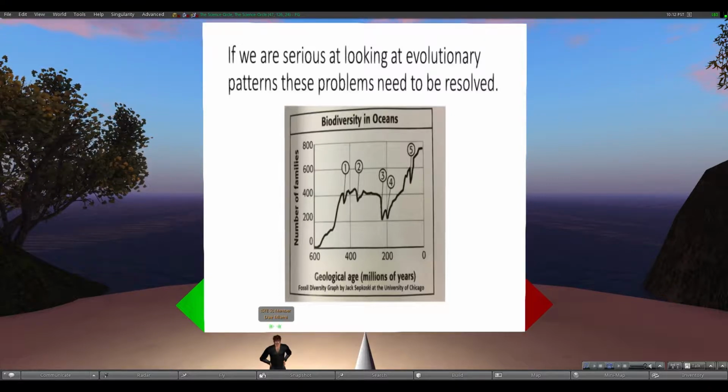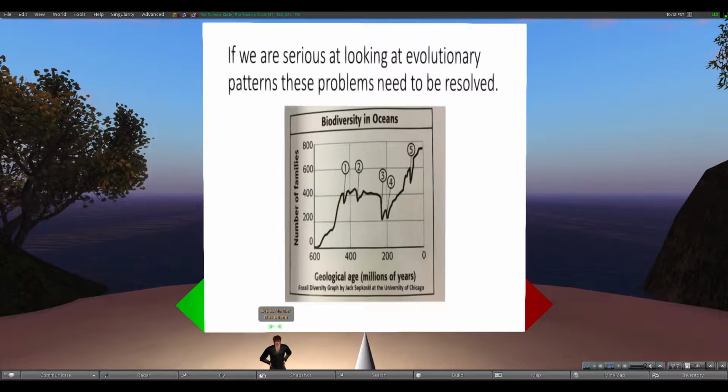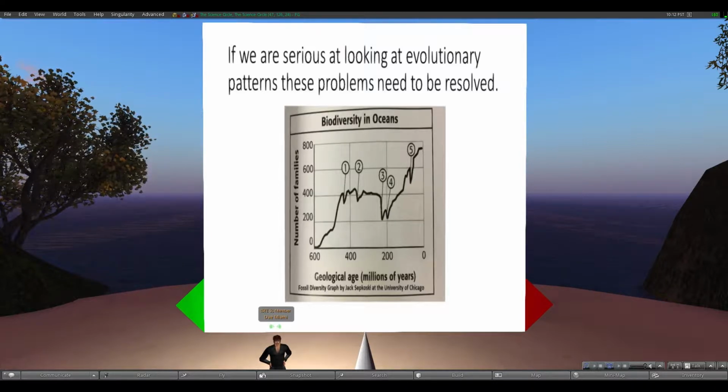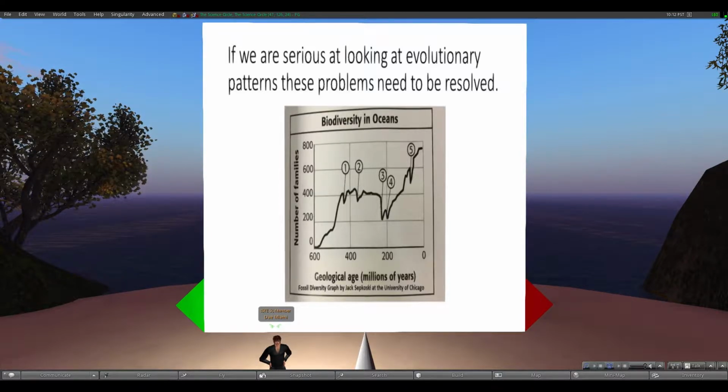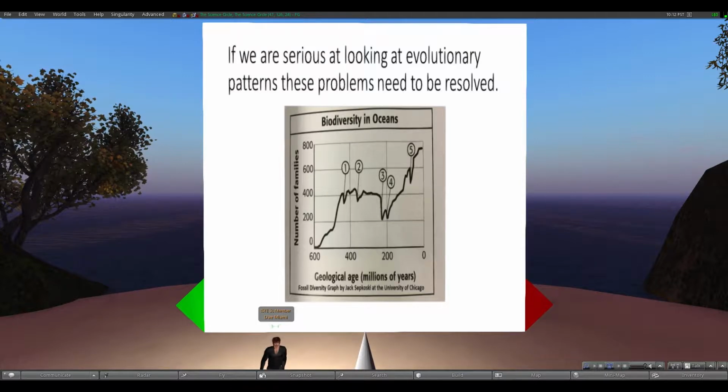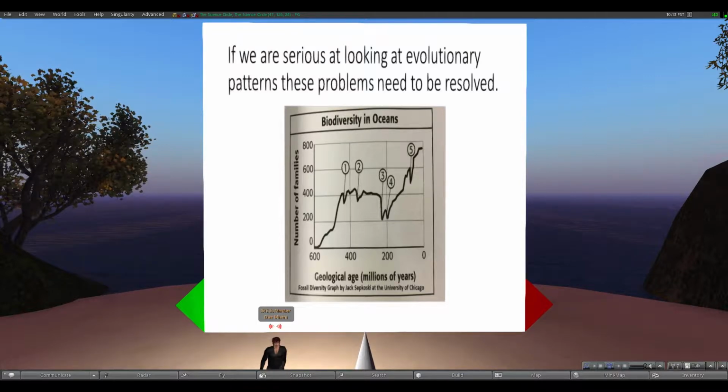By the way, this comes from one of the textbooks. To give you an idea about how influential Dr. Sepkoski's work is, this was actually from an earth science textbook that I use in my classroom. Sadly, the publishers don't even acknowledge Dr. Sepkoski's work. That's why I put his name at the bottom of the graph here.